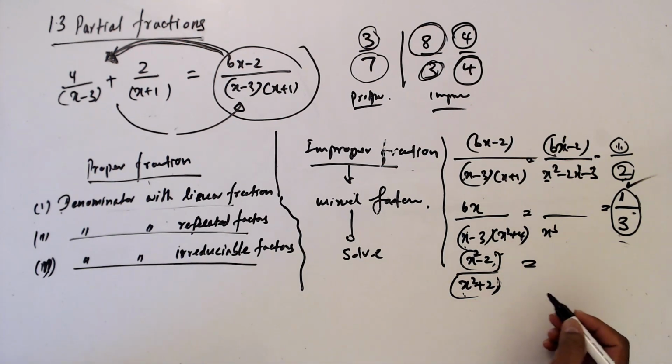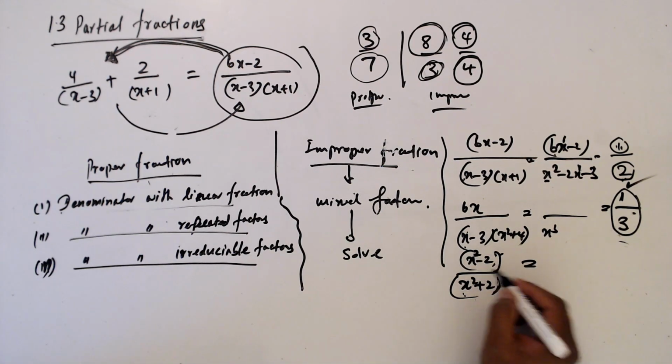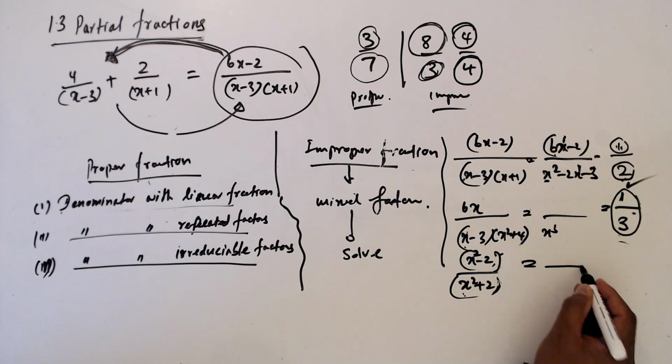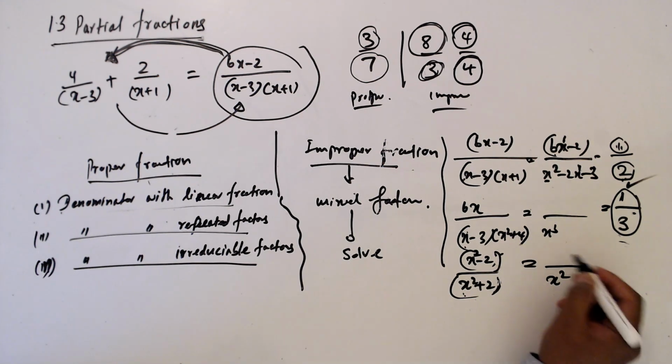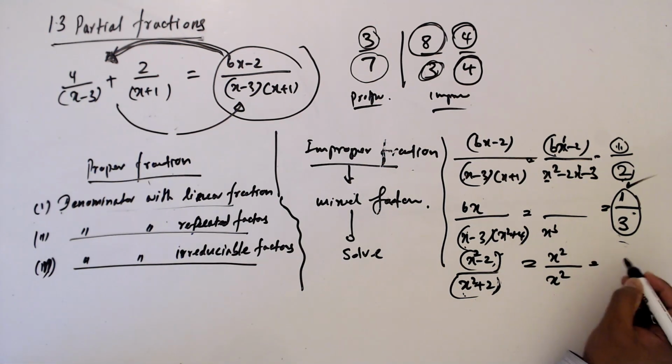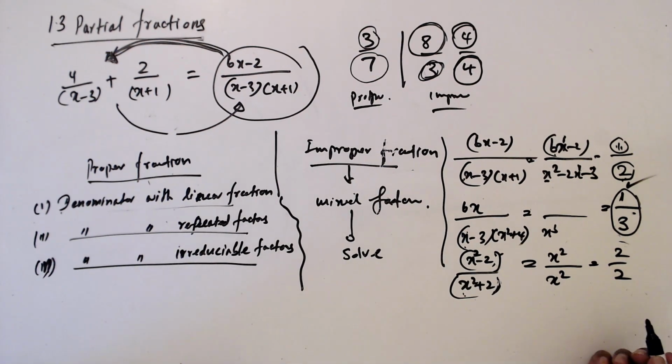And if I change another one, what is this one? x square over 2 times x square minus 2. The highest power is x square and this is also x square. So this is 2 over 2. So this is also categorized as an improper fraction.